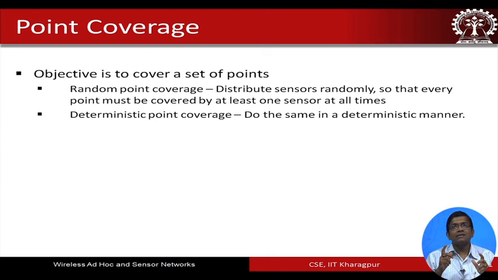Covered by at least one sensor node means that at least one sensor node should be able to sense that particular point. A specific point has to be within the sensing range of a particular sensor node. So, that is the point coverage problem, which again comes in two flavors, random point coverage and deterministic point coverage, which I am not going to go through, but this is quite obvious from these names themselves.